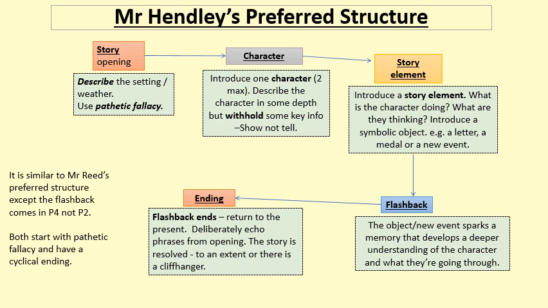Here's a different kind of structure. A nice simple structure. You can go with the back that you can go into your exam, it's kind of your insurance. So we start by describing the opening. We then move into a character. We then introduce a story element, where a character is doing something. They introduce a symbolic object, a letter, a medal, a photograph or something. We then, really importantly, have a flashback, so a narrative construct. And then we go back to the beginning and we deliberately echo phrases from the opening. The story resolves to an extent, or there's a cliffhanger. So basically we go from wide to narrow to something happening to flashback, same place, different time, different tone, to ending.